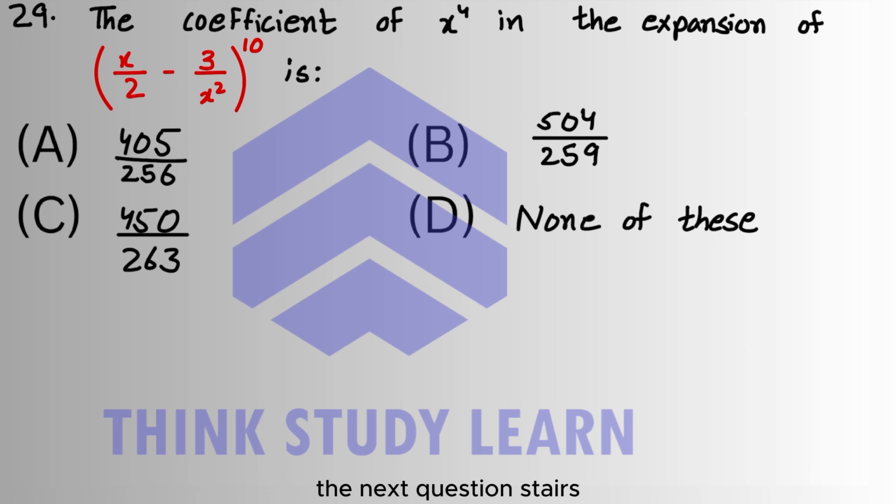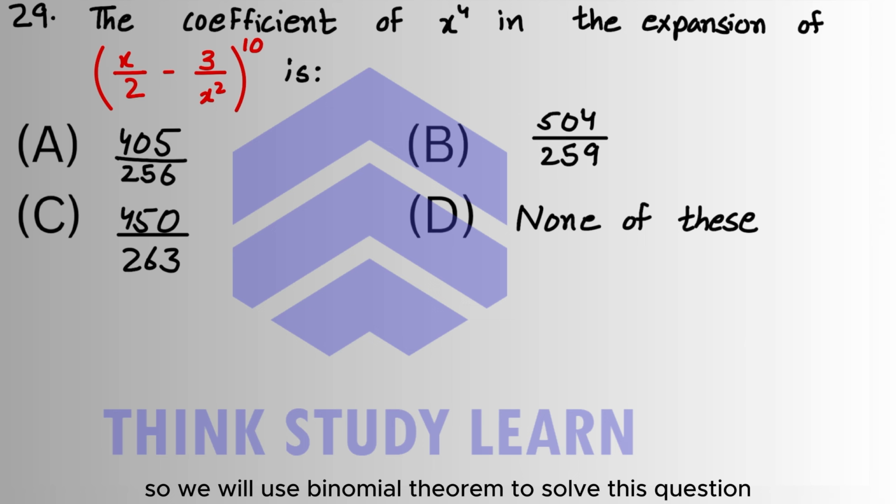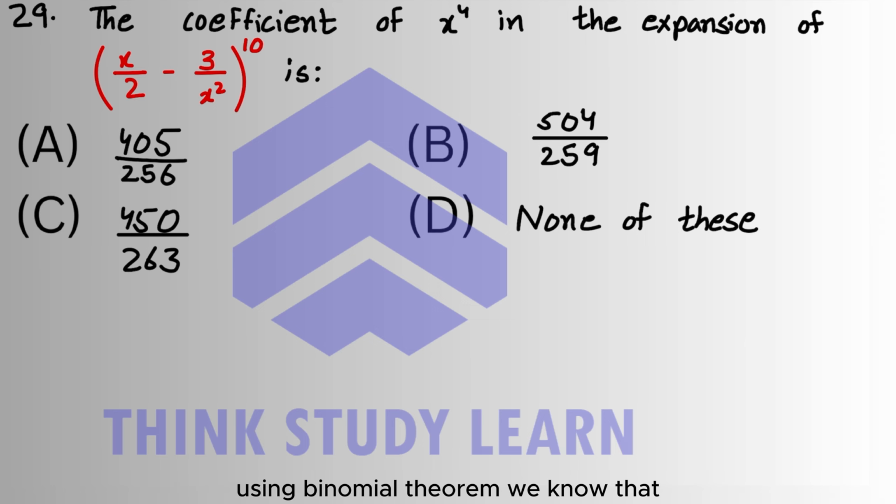The next question states, find the coefficient of x to the power 4 in the expansion of (x/2 - 3/x²) raised to the power 10. So we will use the binomial theorem to solve this question. Using the binomial theorem, we have to find the coefficient of x to the power 4.